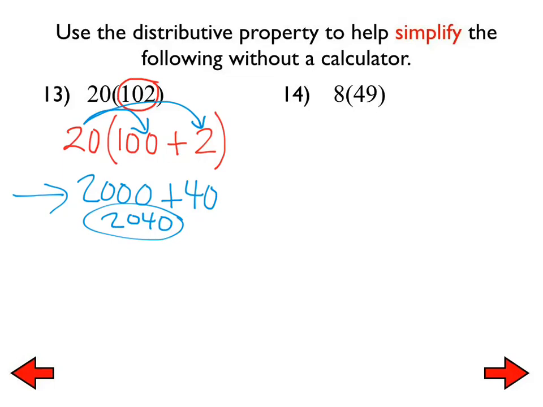Now let's do the same thing for number 14. So the first thing that we want to do is think of this as a distributive property problem. All right, so let's write it down as a distributive property problem. Now, we have 2 choices, and I mentioned this in the first problem. We can either think of 49 as an addition problem or 49 as a subtraction problem. It does not matter.